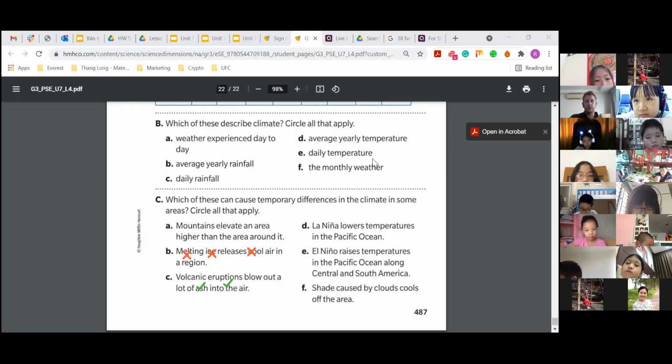Do you want to mute? You mute yourself. Yeah. Now, C is right. What else is right?